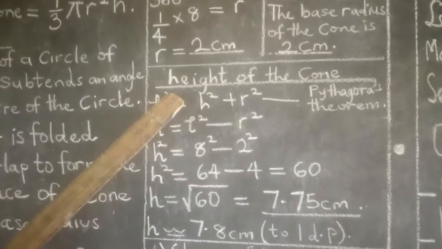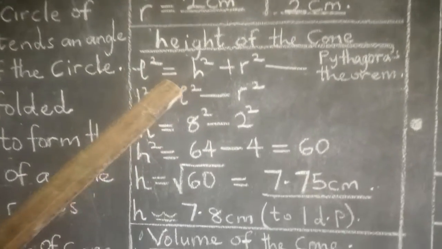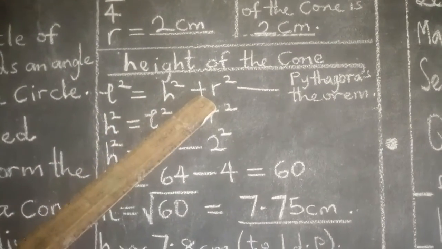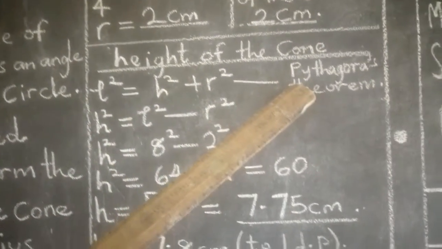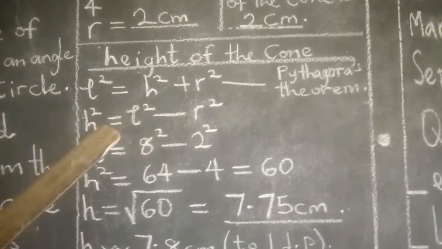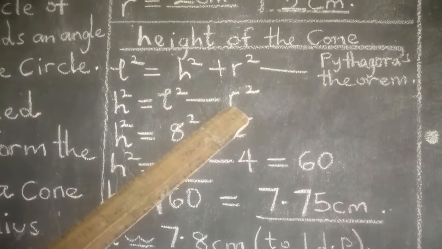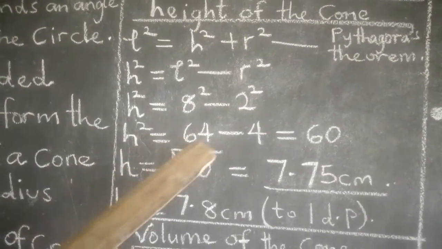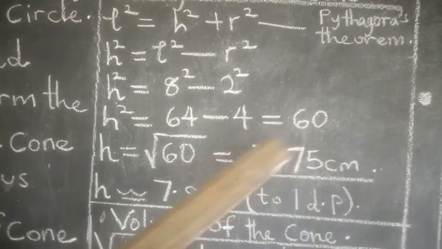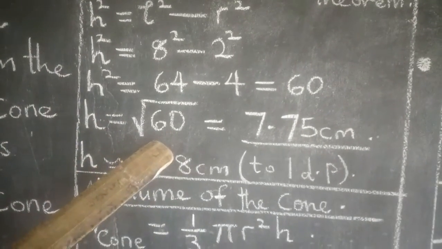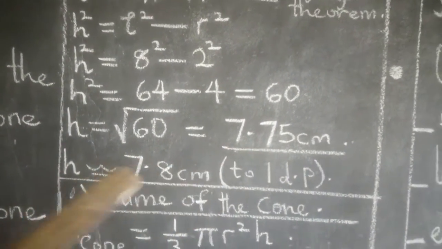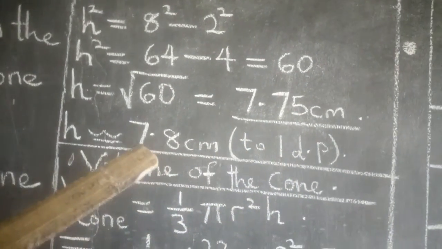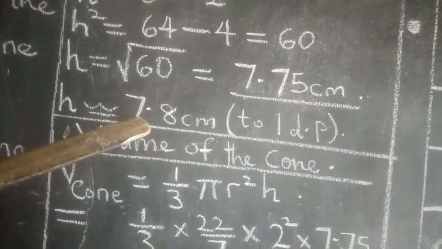The second one, the height of the cone. Yes, we go to the property. Slant height squared is equal to height squared plus radius squared, Pythagoras theorem, as stated earlier. Then we make h squared the subject of the formula. Then carefully we have 8 squared minus 2 squared. 64 minus 4 gives 60. H will now be the square root of 60. That's 7.75. We can put that to 1 decimal place. When corrected to 1 decimal place, the vertical height is 7.8 centimeters.